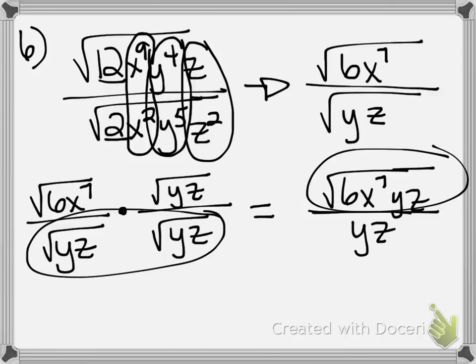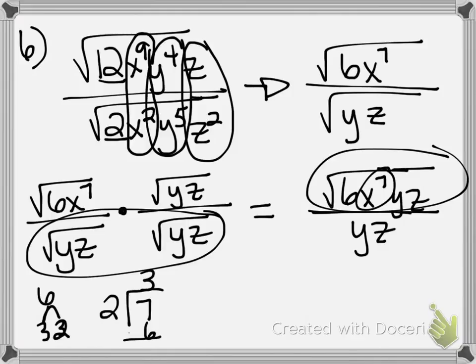Okay, now I know 6 gets broken down into 3 and 2. So there's nothing I can take out there. However, I'm looking at this x to the 7th, and I know right off the bat that I'm going to be able to do something because my exponent is bigger than my root. So I'm going to have to do 7 divided by 2. 2 goes into 7 3 times, and I get a remainder of 1. So therefore, I'm going to take out an x to the 3rd, and I'm going to have a square root of x.